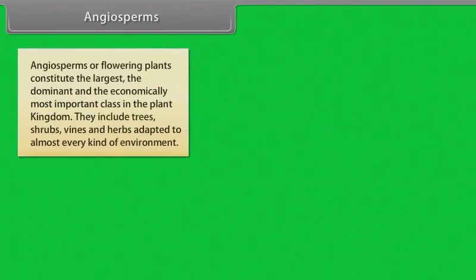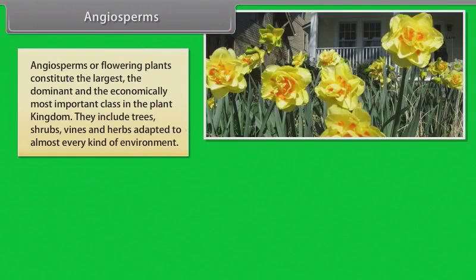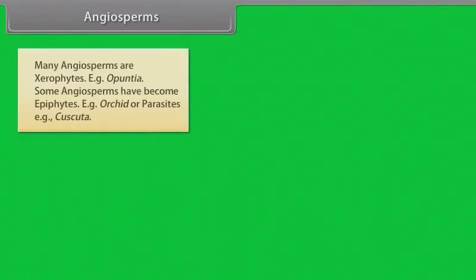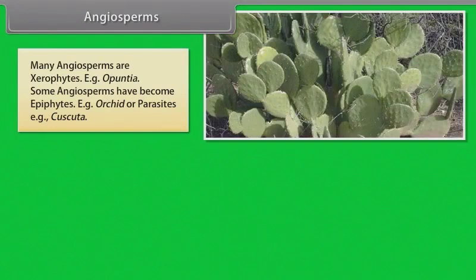Angiosperms. Angiosperms or flowering plants constitute the largest, the dominant and the economically most important class in the plant kingdom. They include trees, shrubs, vines and herbs adapted to almost every kind of environment. They are primarily land plants, but some hydrophytes like Hydrilla, water lilies, etc. have taken to water secondarily, and even ocean water like Zostera, eelgrass. Many angiosperms are xerophytes, example, Opuntia. Some angiosperms have become epiphytes, example, orchid, or parasites, example, Cuscuta.